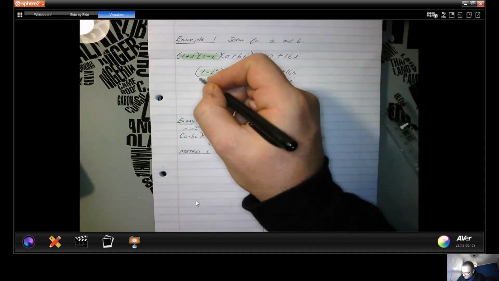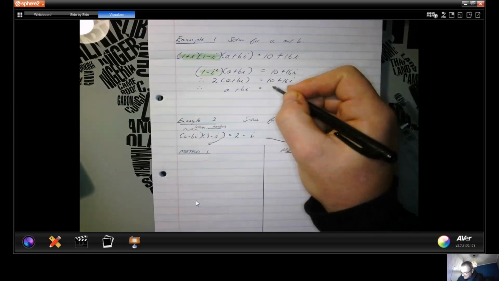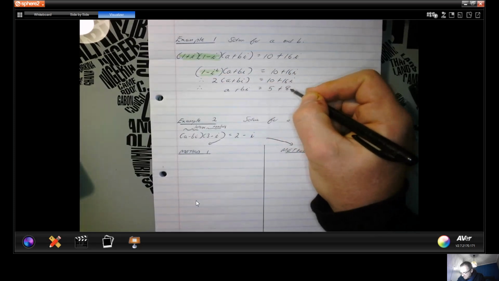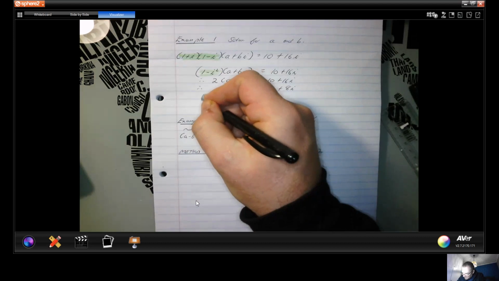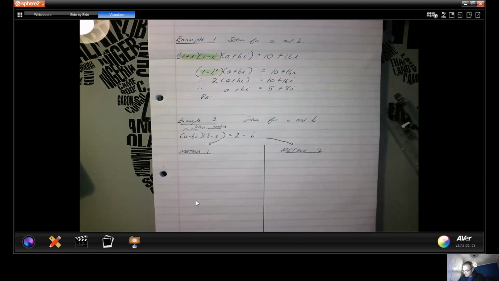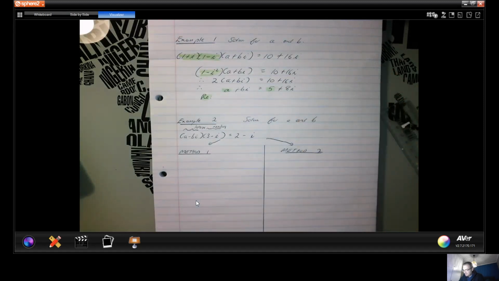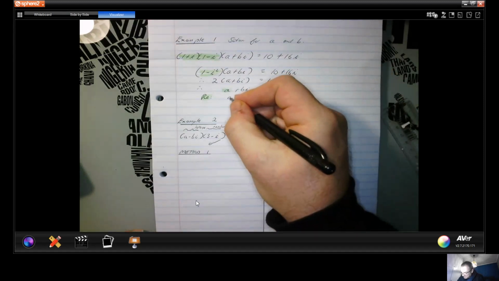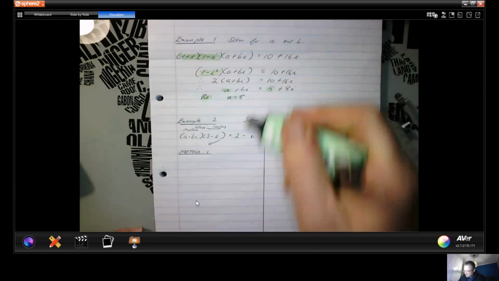So you're going to get, therefore, a plus bi is equal to 5 plus 8i. And now we've got it in a form where I can equate the real part with the imaginary part. So if I look at the real parts of that equation, the real part on the left-hand side is a, and the real part on the right-hand side is 5. So they must balance. The real part of the equation must balance. So a is equal to 5.